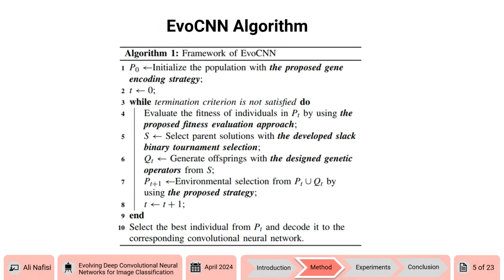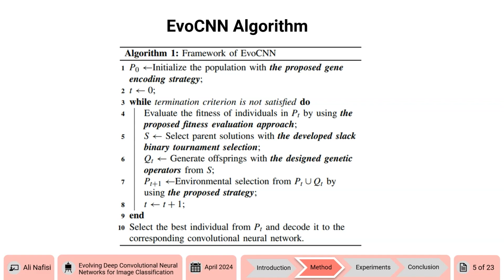Here is the whole algorithm of the EvoCNN. The parts that are bold are the contribution of the paper. What this pseudocode shows is a generic evolutionary algorithm, which we're going to dive into in detail in the next slides.